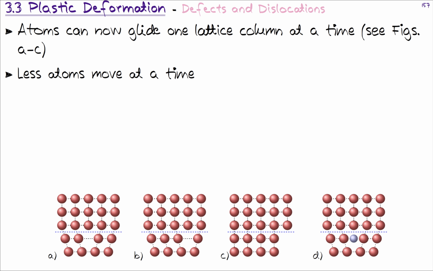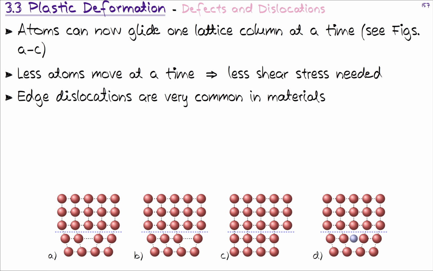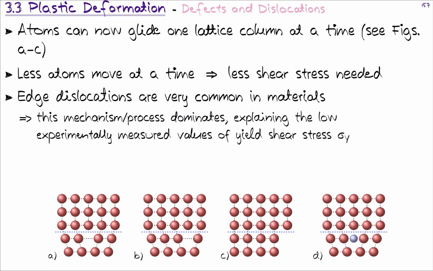And that means that we will have fewer atoms at a given time interval that need to move, and this means that less shear stress is needed, and less energy is needed to change the atomic structure. And this is the explanation for the huge discrepancy between theory and experiments. Edge dislocations are actually quite common in materials, and this is most of the time the mechanism, the process that dominates in realistic materials. And this explains the low experimentally measured values for the yield shear stress sigma y.